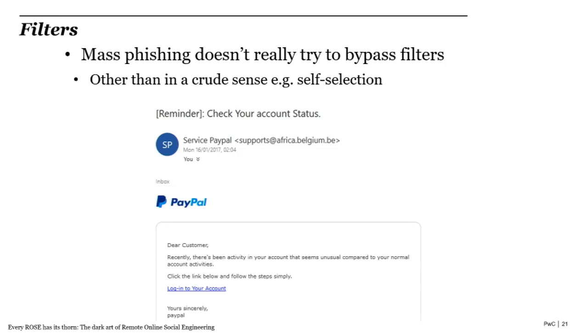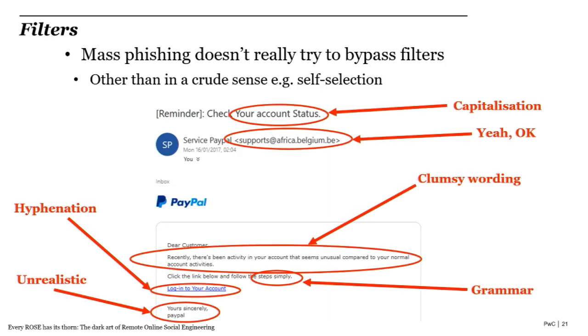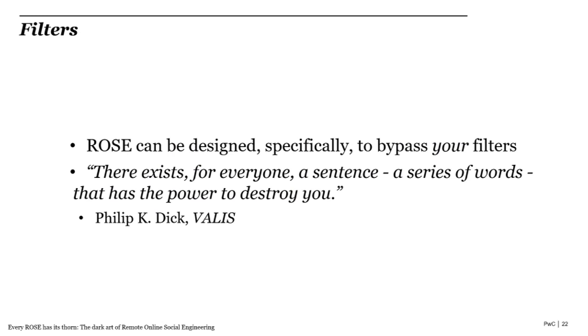So when I see this email, I see spelling mistakes, I see grammatical errors, I see things that just don't seem realistic, I see a dodgy email address. So I wouldn't respond to this or fall for it. The advantage that Rose gives an attacker is that because it's designed to target a specific individual, it can be designed specifically to bypass that person's filters.